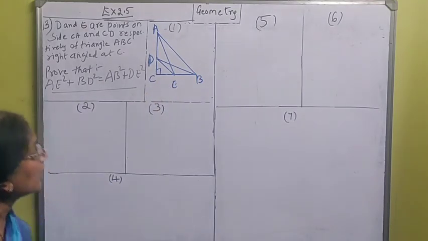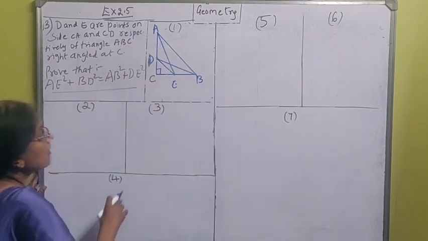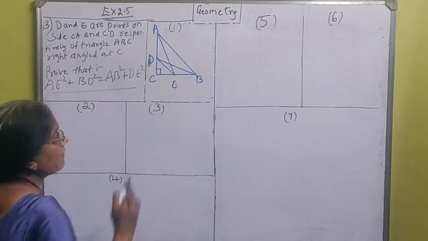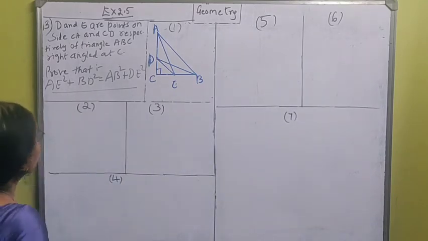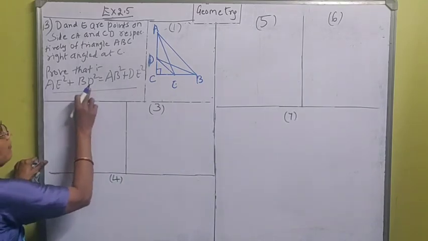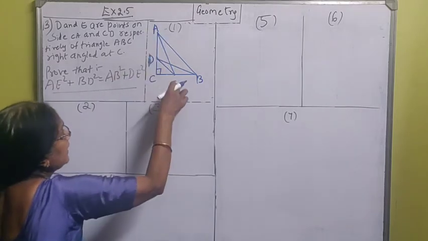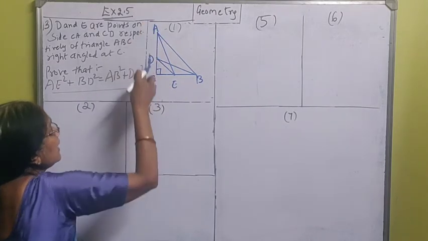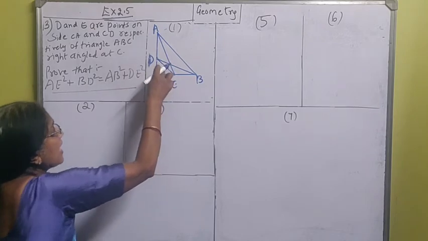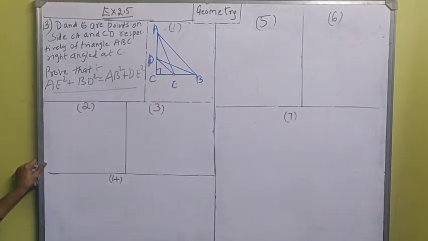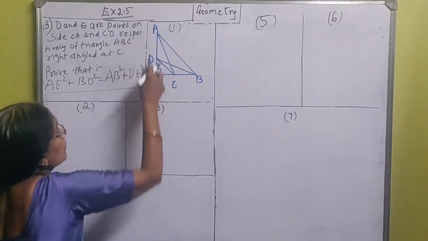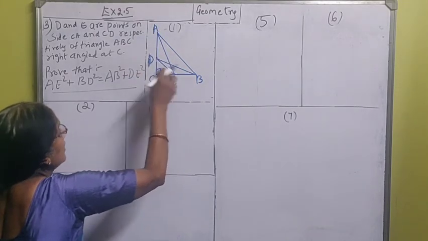To do this sum, I have divided it into 7 parts: 1, 2, 3, 4, 5, 6 and 7. Now, what we need is AE square and BD square. AE is over here. So which triangle will we take into consideration? ACE, in which angle C is 90 degree. So you can apply the Pythagoras theorem. What will you get? AE square is equal to AC square plus CE square.